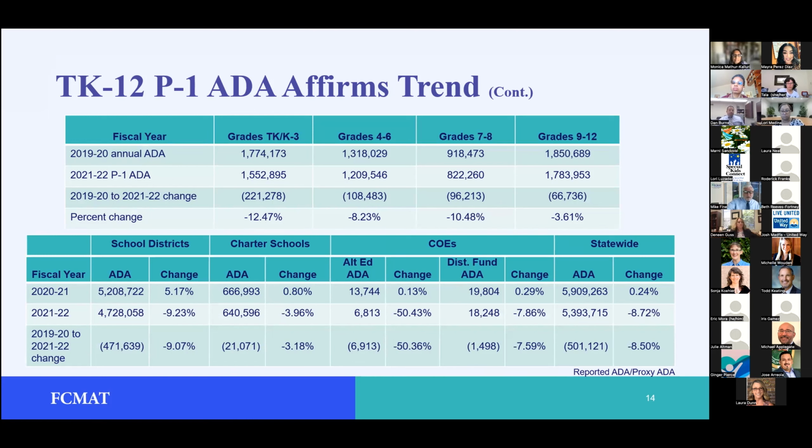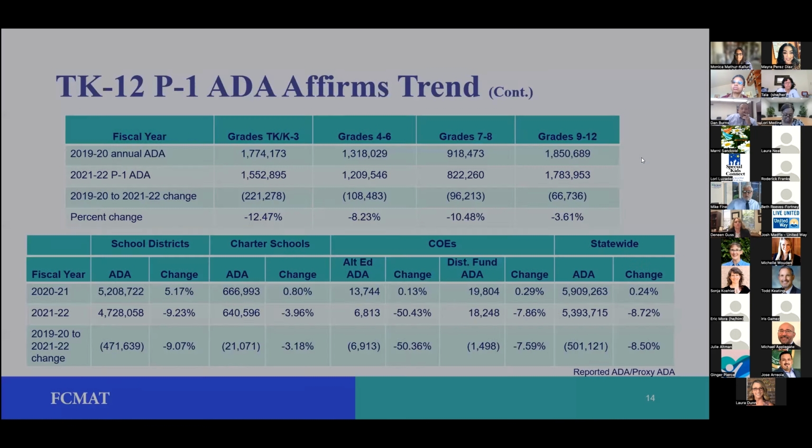And then you can see at the bottom the kinds of institutions: school districts, traditional school districts, charter schools, county offices of ed, both alternative ed and district funded ADA, and then statewide numbers. So attendance is down 8.5% statewide, but you can see that at school districts, it's down 9%, charters down 3%, county offices by half. Deneen can share some of her insight with you from her colleagues on that and so on.